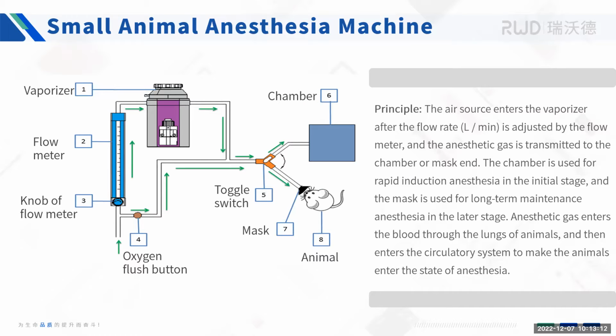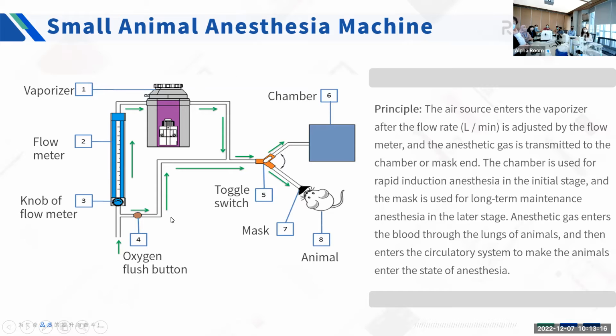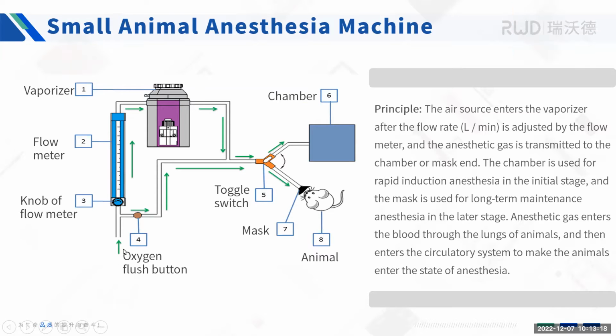This picture is for the whole gasway of the system. We can see the gas source forced into this part and be adjusted by this flow meter in liters per minute. Then they go into the vaporizer and mix with the liquid anesthetic.